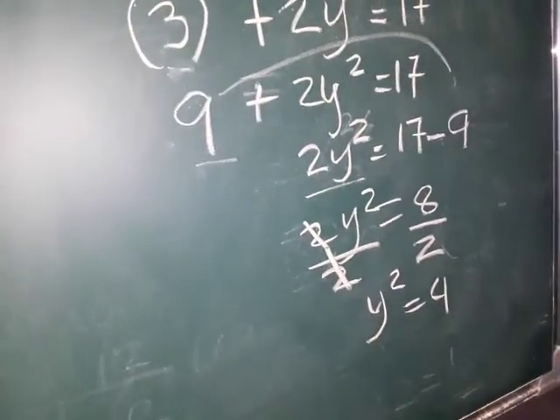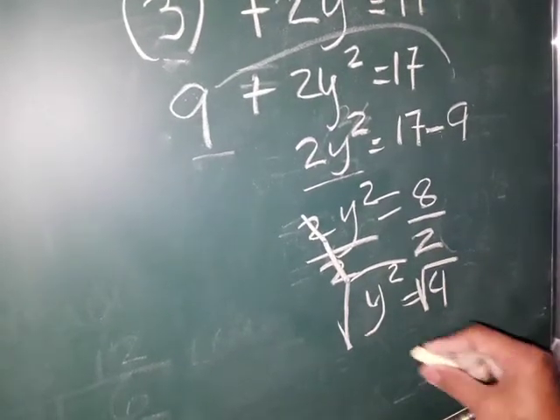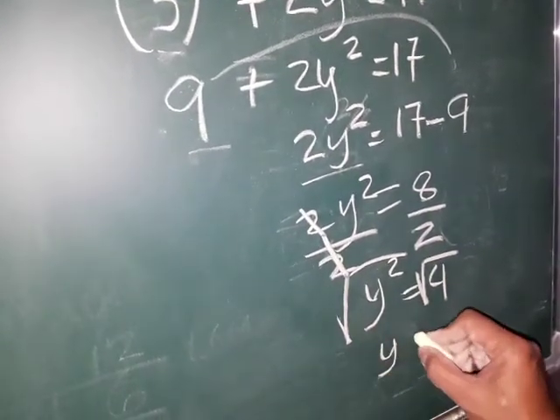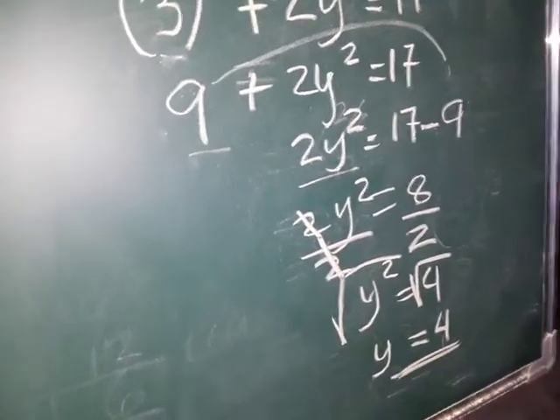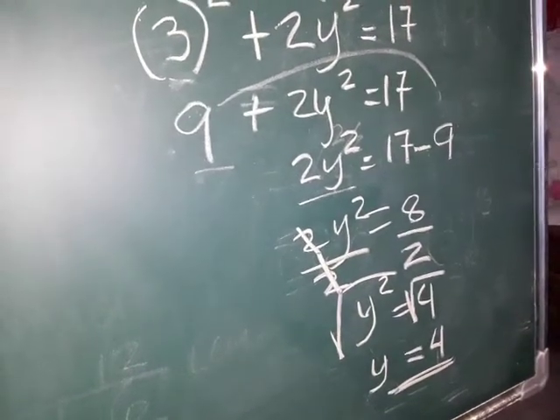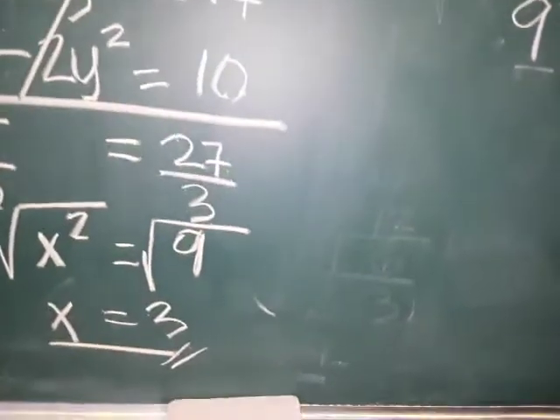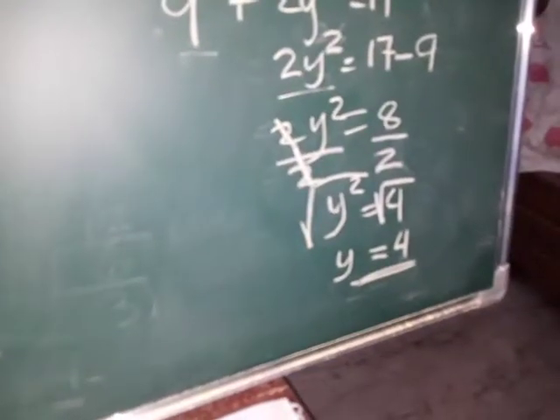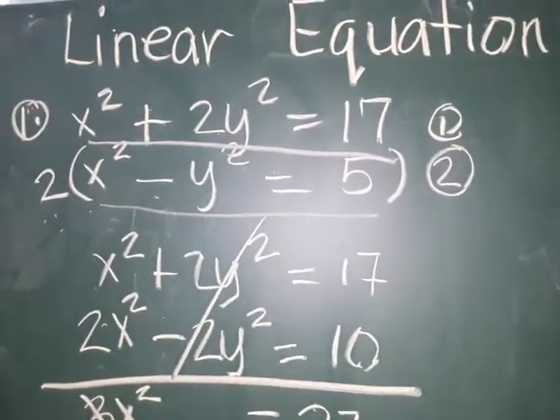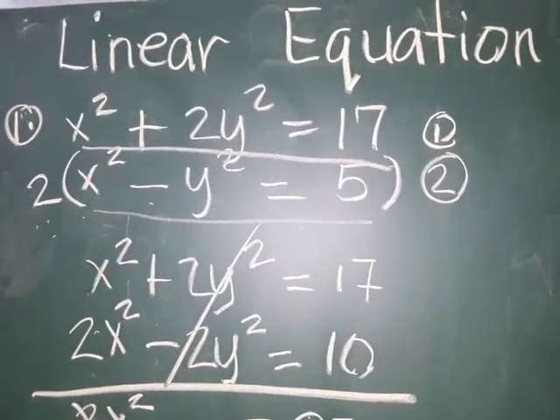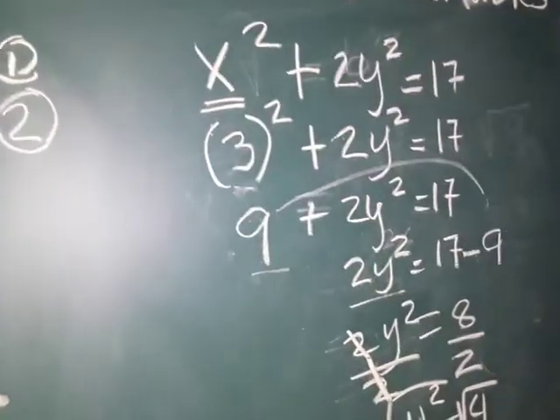The same way, putting a radical sign on both sides or squaring both sides, then we have y is equal to 4. If you have a calculator, you can do it with the calculator. So our values for x and y: x is equal to 3 and y is equal to 4, for the equations x squared plus 2y squared is equal to 17 and x squared minus y squared is equal to 5. Okay, let's go back to this.